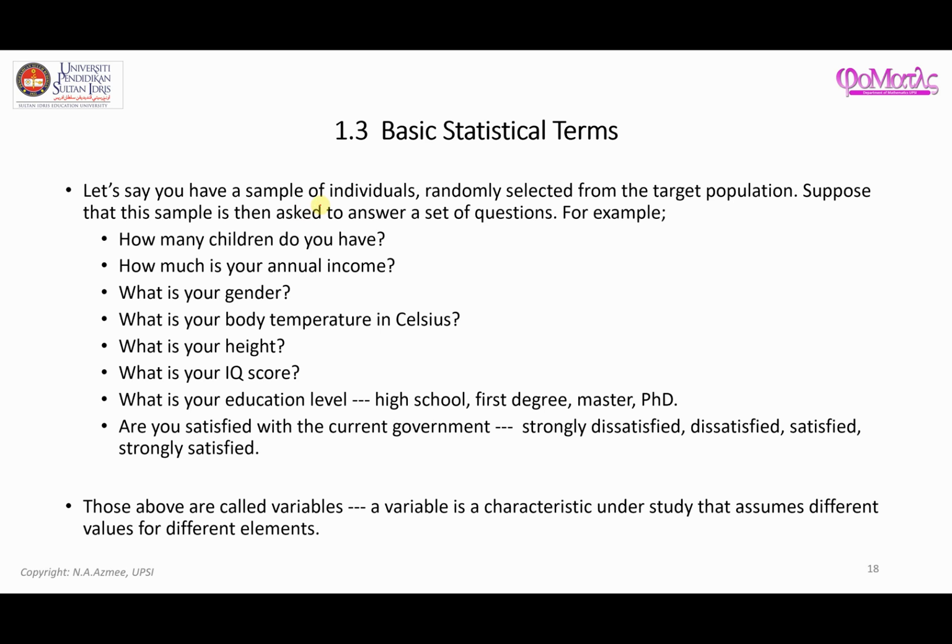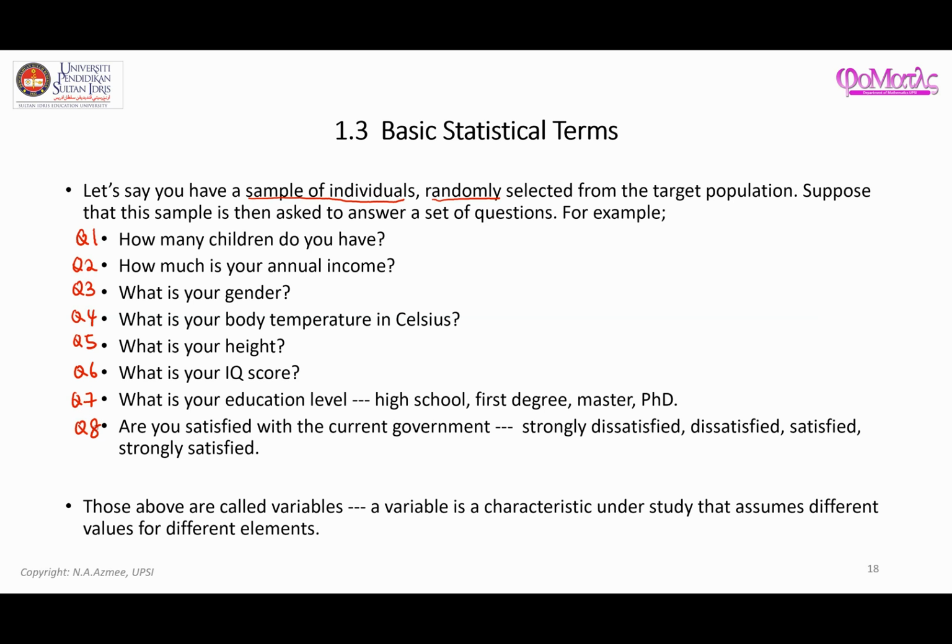Okay, so let's say you have a sample of individuals randomly selected from the target population, and suppose that these individuals are then asked to answer this set of questions. For example, how many children do you have? I'm going to call this Q1, which stands for question 1. The second question is, how much is your annual income? What is your gender? What is your body temperature in Celsius? What is your height? What is your IQ score? What is your education level?